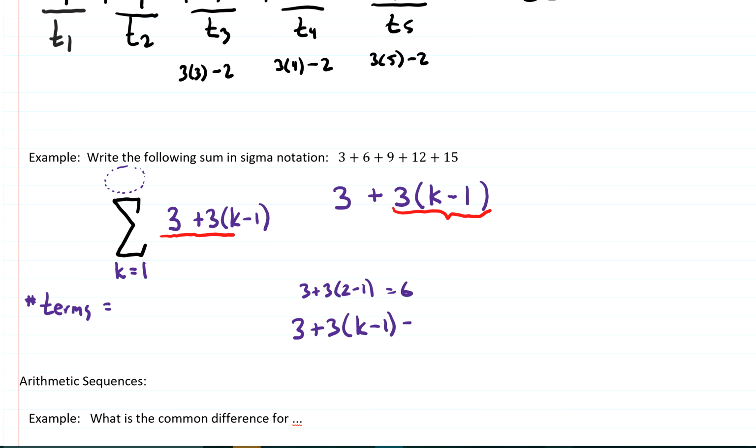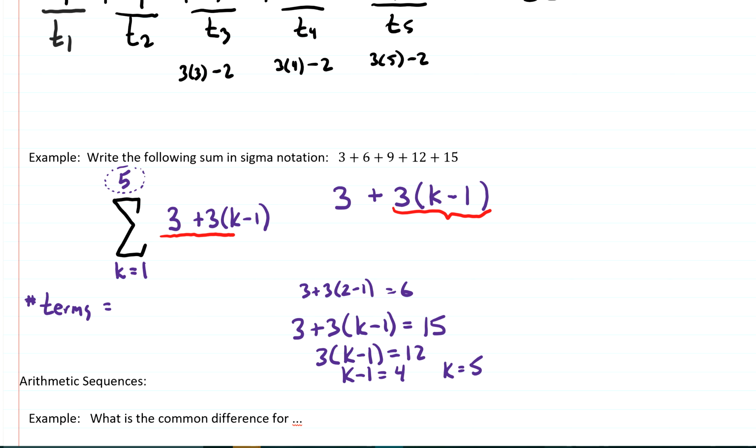And I've got to figure out what value for k I would put in to get my last term of 15. So if I move the 3 over, I get 3 times k minus 1 equals 12. I divide by 3, I get k minus 1 equals 12 divided by 3, which is 4. And then that would give me a k value of 5. So it says I need to put 5 in to get my last term. So my upper limit would have to stop at 5.